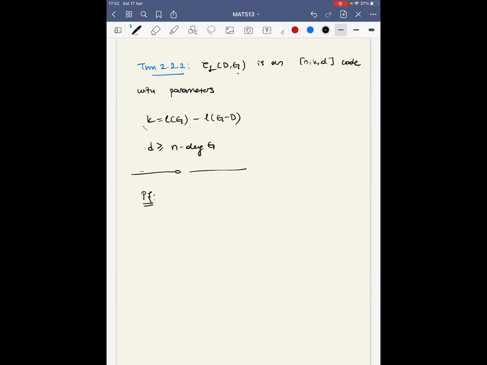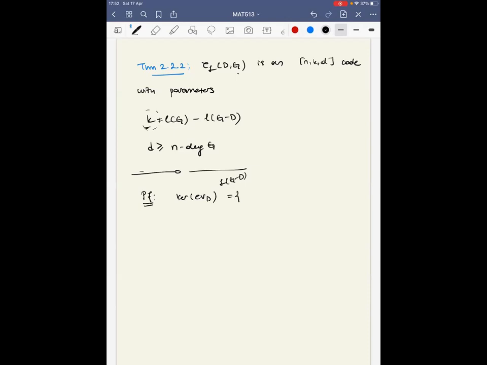So to see that its dimension is the difference between the dimension of G and the dimension of G minus D, it's enough to observe that the kernel of this evaluation map is isomorphic to the Riemann-Roch space of G minus D. And then by using the first isomorphism theorem, we can conclude that it has dimension k.